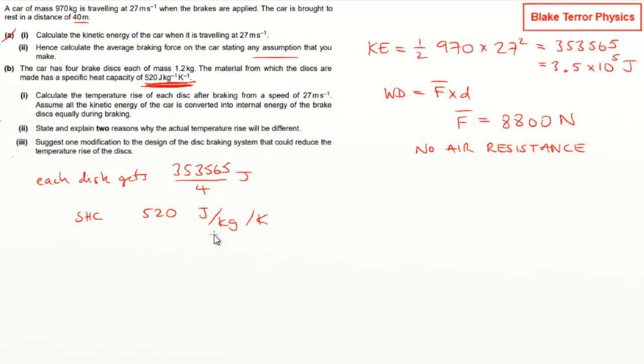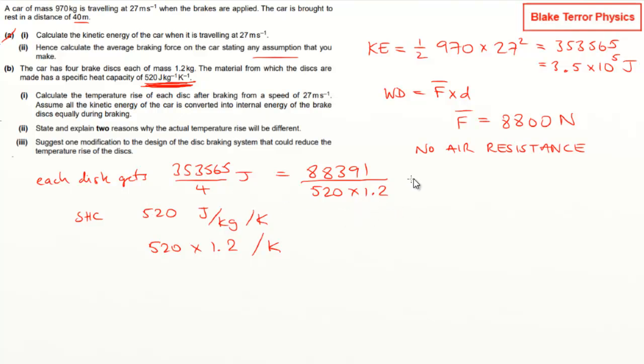Right, so it's a 1.2 kilogram disc. So for each 1.2 kilograms, we're going to need more joules. We're going to need 520 multiplied by 1.2, and that'll be the joules per Kelvin. And then we've got our number of joules there. So this is 88391, and we need to divide that by 520 times 1.2.